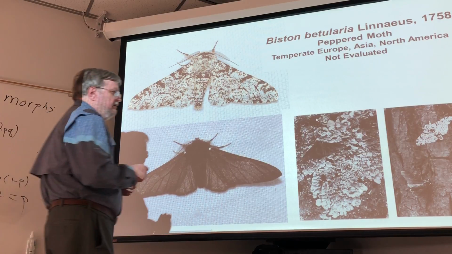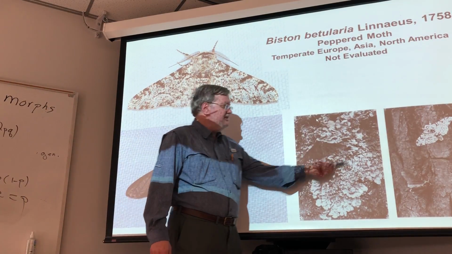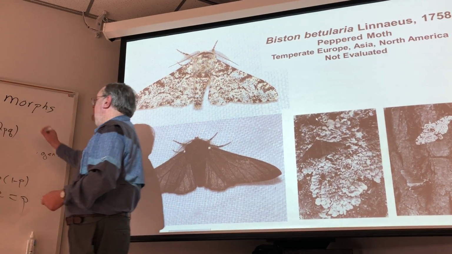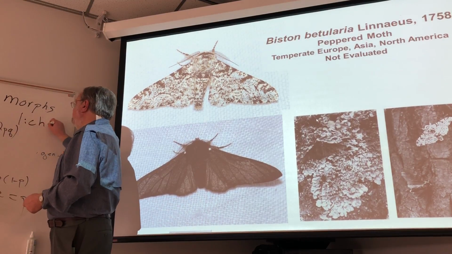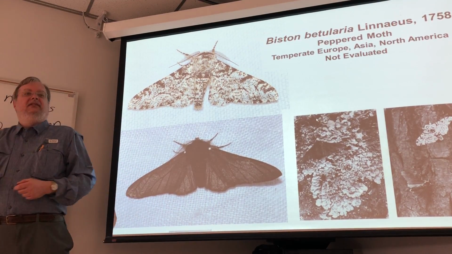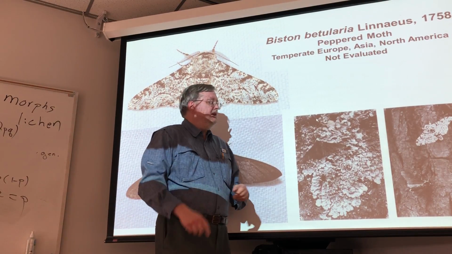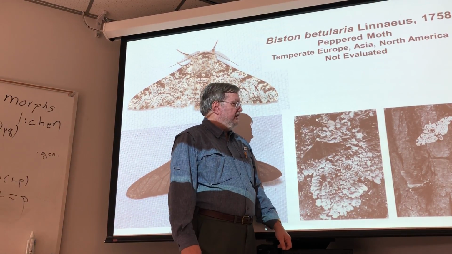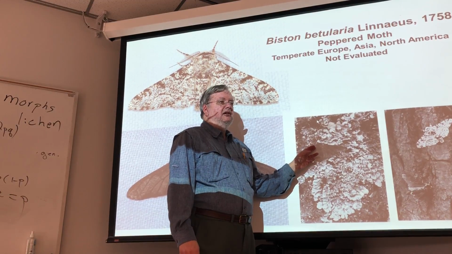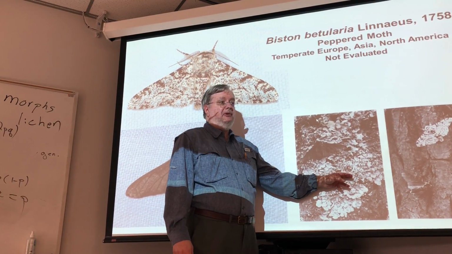So here we have a tree trunk. This is a lichen. I like lichens because that's where tardigrades live, but lichens are also found on trees. You see them on the branches here when they fall down. But here's a large piece of lichen. There's a dark morph. That is a peppered moth.